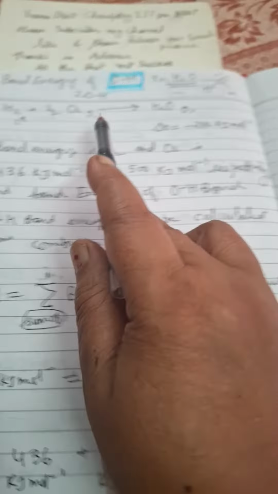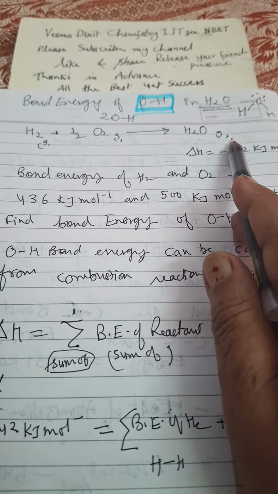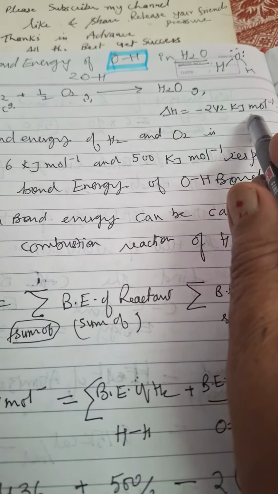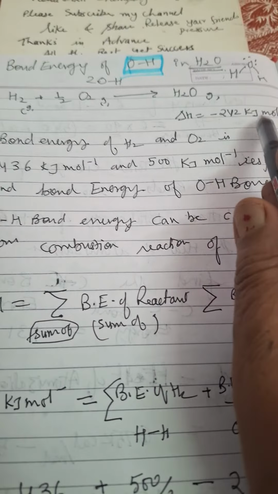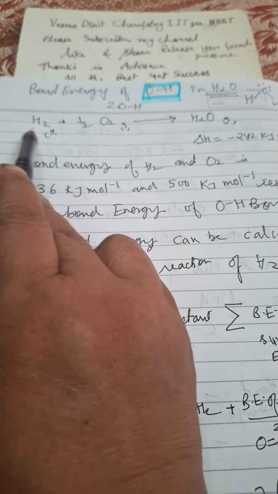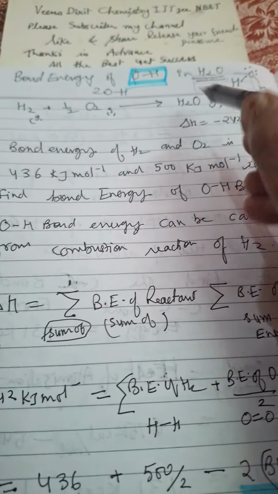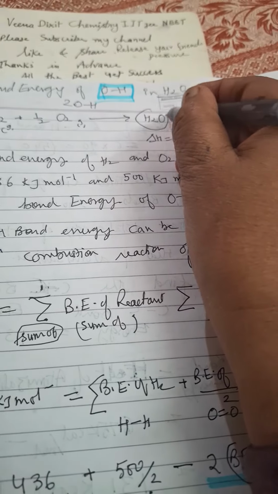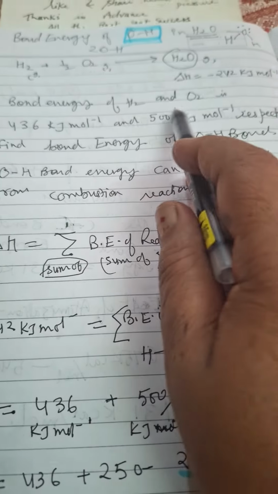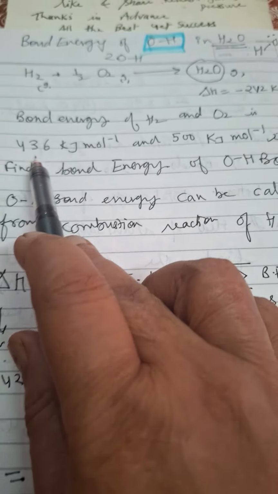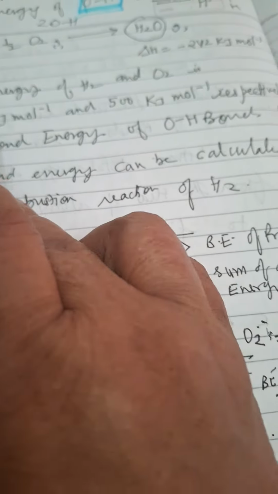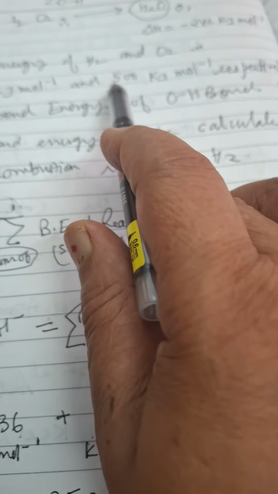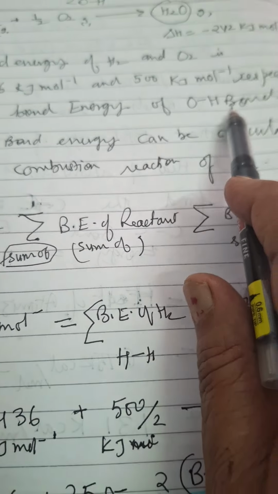For 1 mole, H2 plus 1/2 O2 gives you H2O, and delta H is given as minus 242 kilojoule per mole, which means this is the heat of combustion of hydrogen. But we need not worry because we are getting water. The bond energy of hydrogen and oxygen is given as 436 kilojoule per mole and 500 kilojoule per mole. So this is for hydrogen, this is for oxygen. Find the bond energy of the OH bond.